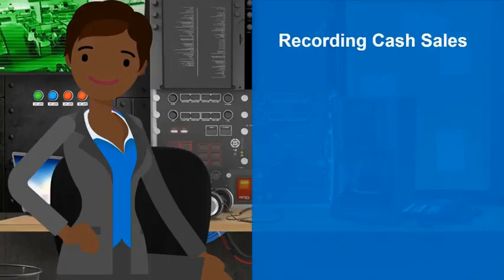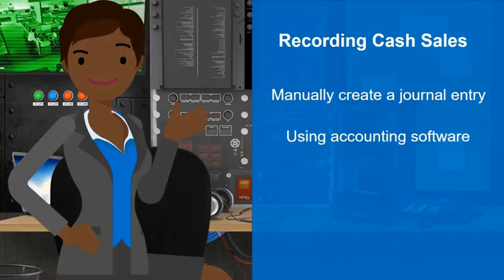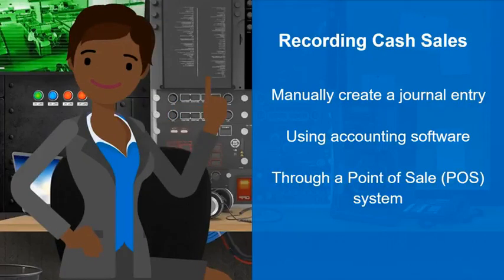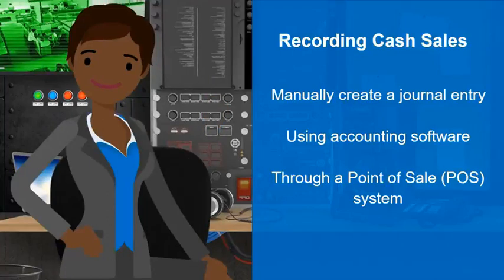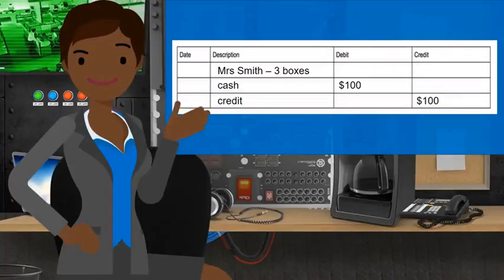Recording a cash sale can be done in one of 3 ways. 1. Manually create a journal entry. 2. Using accounting software. Or 3. Through a point of sale, POS system. We'll take a closer look at each one next. We covered how to manually enter cash transactions without software in an earlier lesson, and you practiced it quite a bit. So, I brought a friend along to give you the behind-the-scenes scoop for this whole cash sales process.